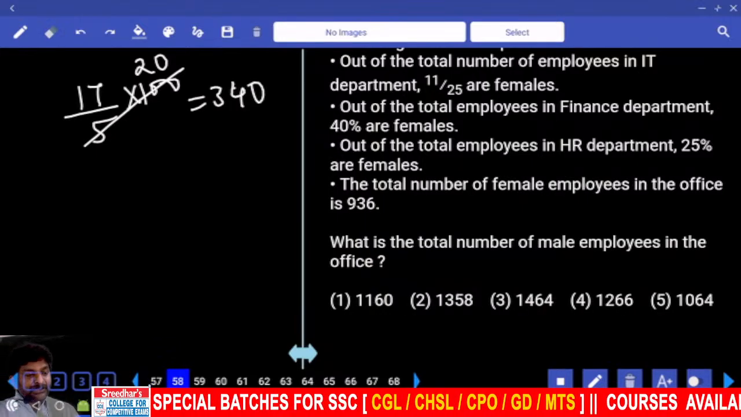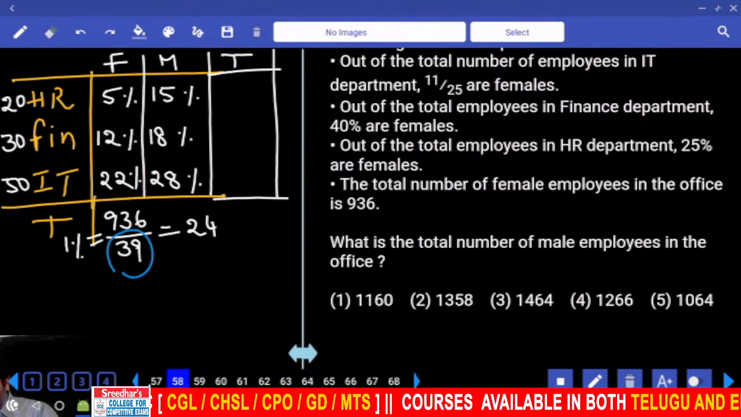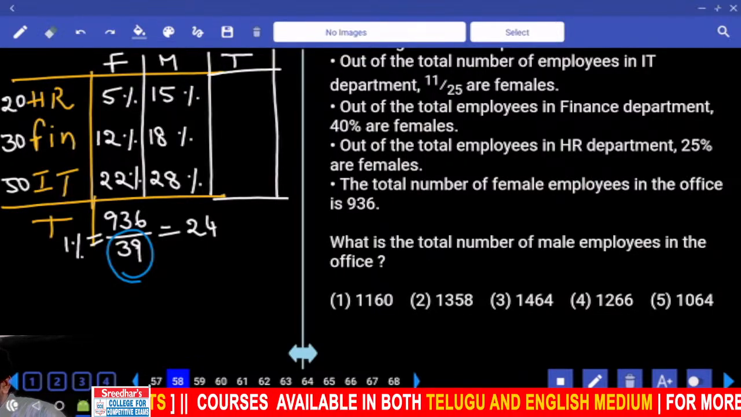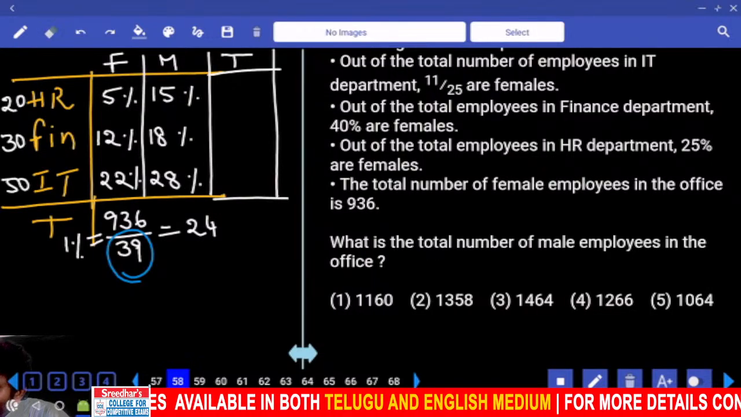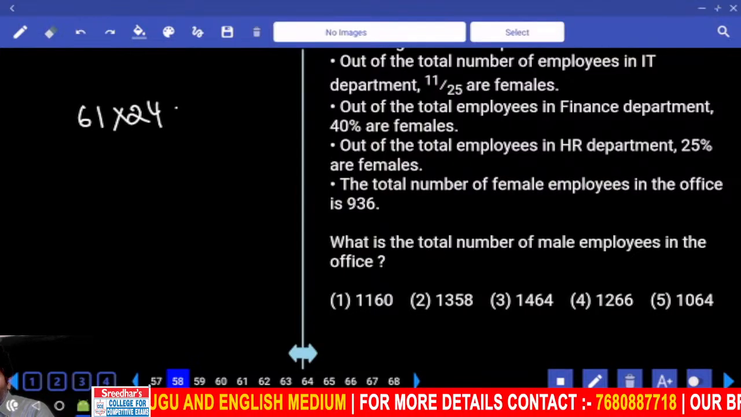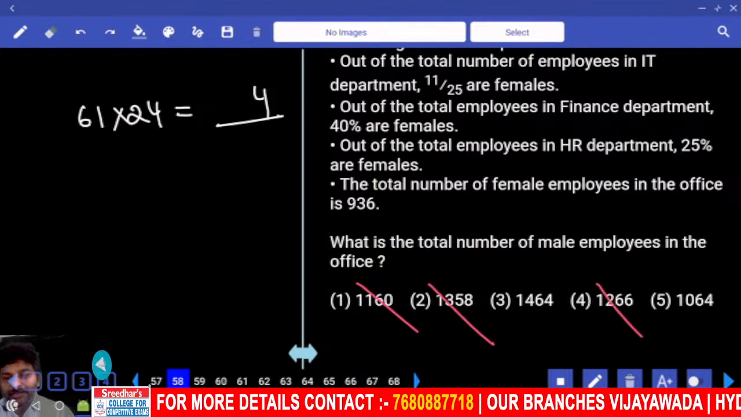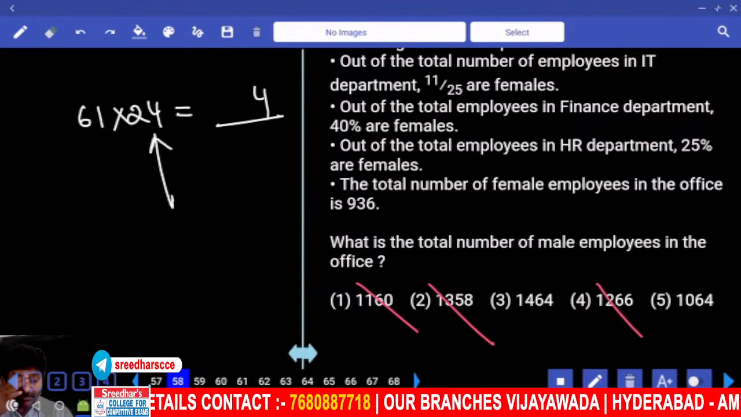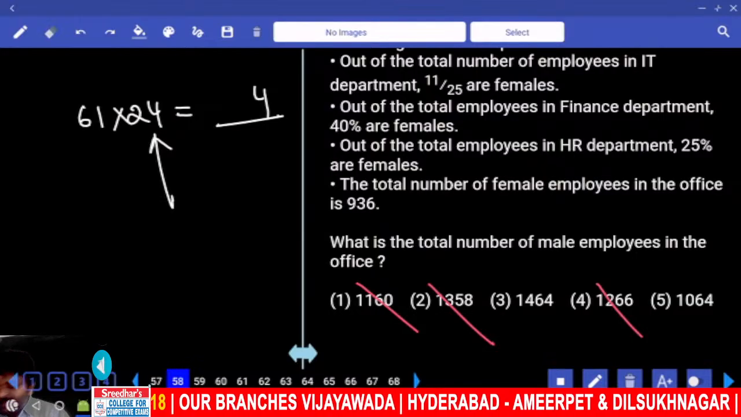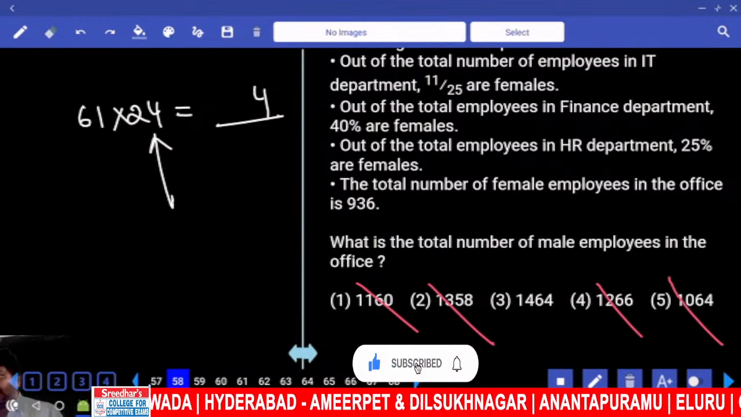What is the total number of male employees in the office? What is this denominator, 39? Female percentage, right? If 39% are female, male are 60. What is 1% value? Come on. Answer ends with how many? Two options are there. Is your third option 3 multiple? Yes or no? Is your fifth option 3 multiple? Third final.